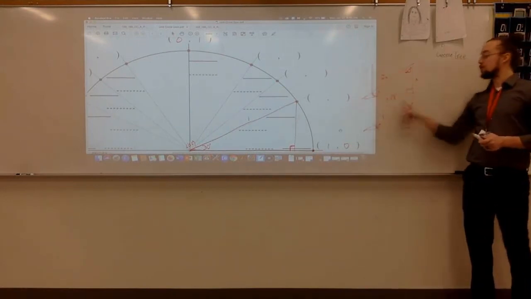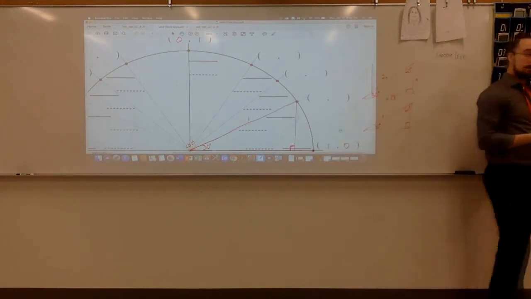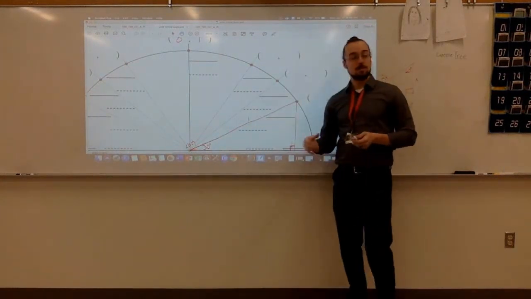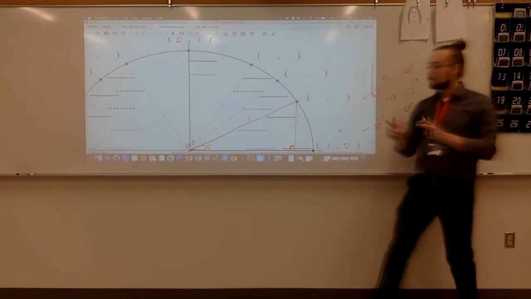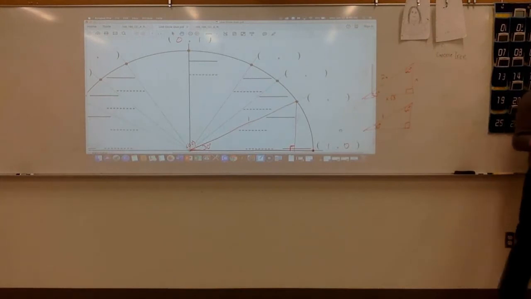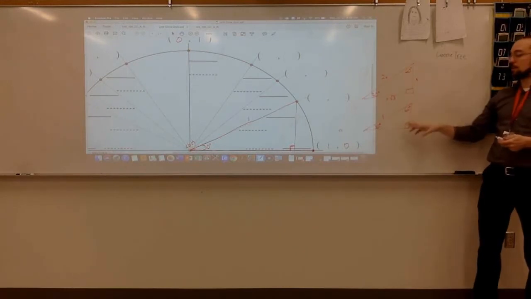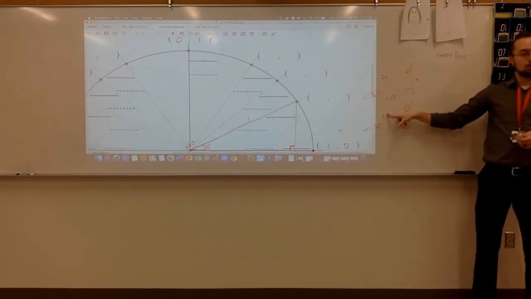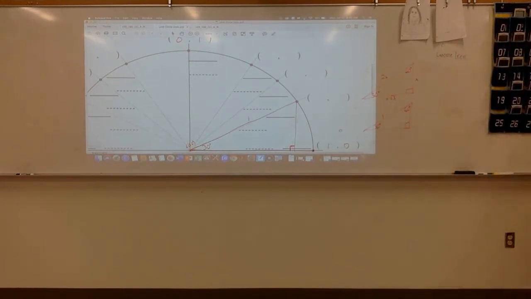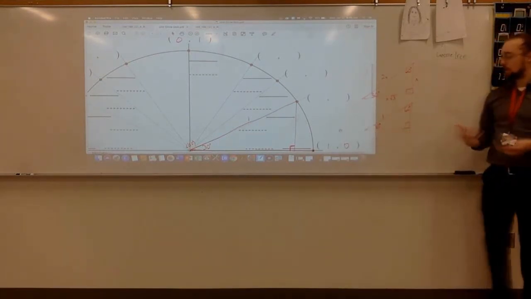So we've talked about this relationship in a 30, 60, 90 right triangle. That's what's happening here. We know that this is a 30-degree angle, and since this is the unit circle, a unit means the radius is 1 unit. So we know the hypotenuse of this right triangle is 1. We want to use the relationships we already know in a 30, 60, 90 right triangle, and knowing that the hypotenuse is 1, find the length of these two sides. So how would we do that?